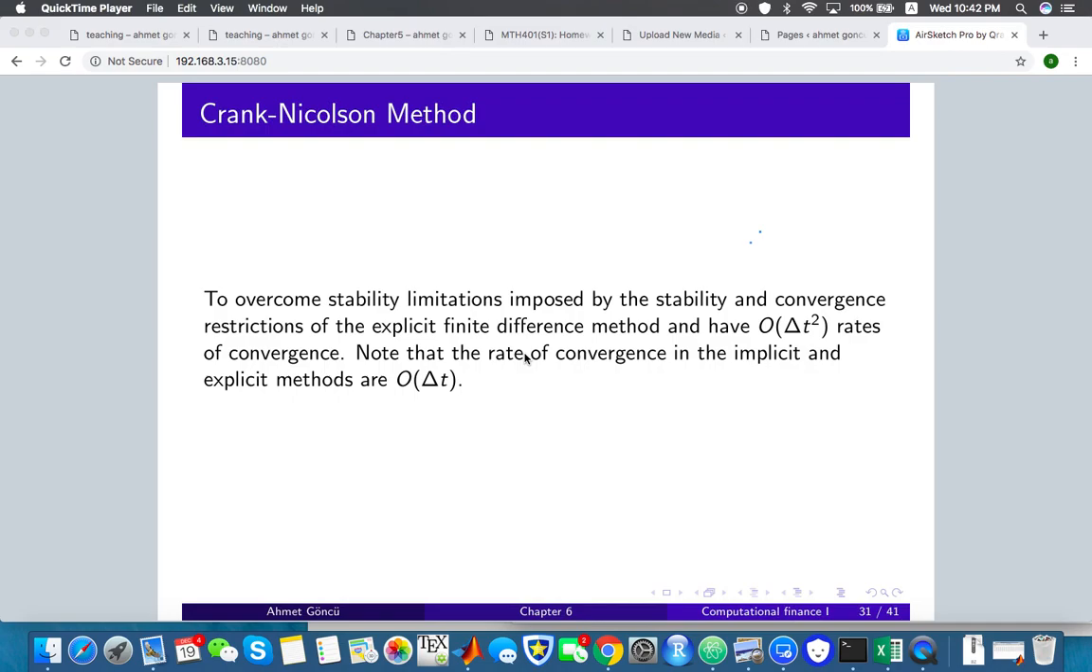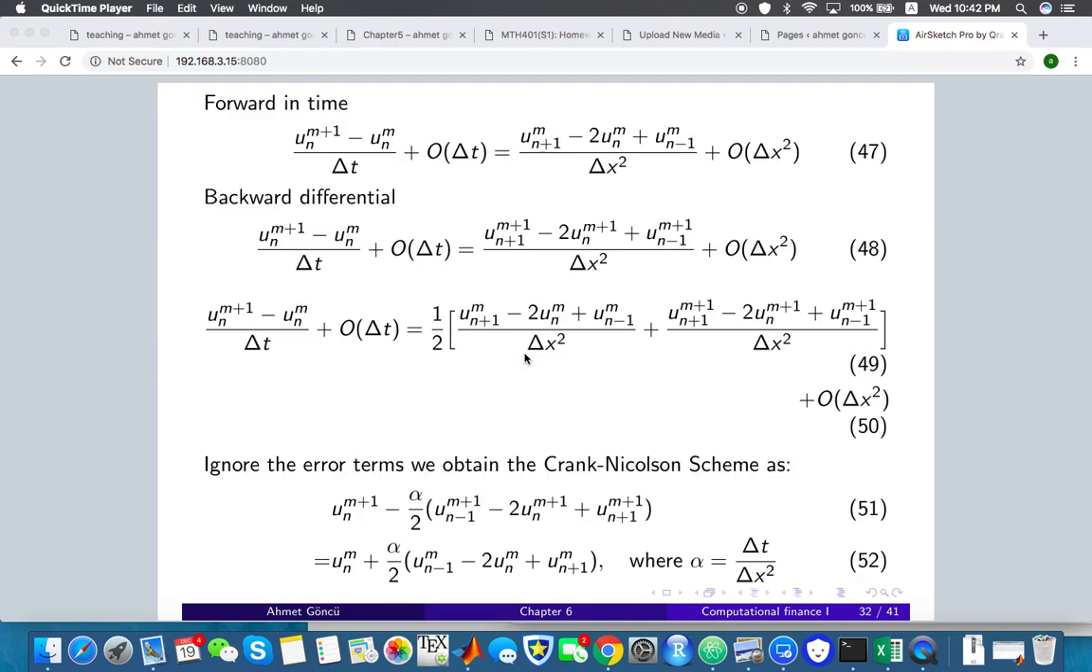Okay, here's the Crank-Nicolson method. So let's directly see how it can be derived. Remember, we can take a forward step in time, or we can consider the implicit method. In the implicit method, notice that we had the right hand side evaluated at time step n+1, and the explicit scheme, right? So this was our explicit and implicit schemes.